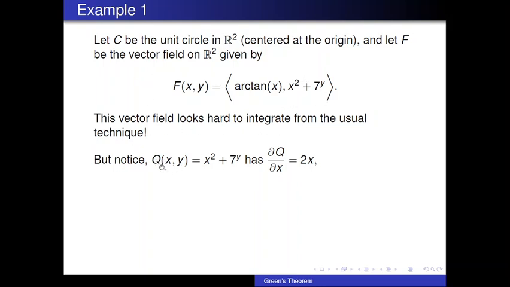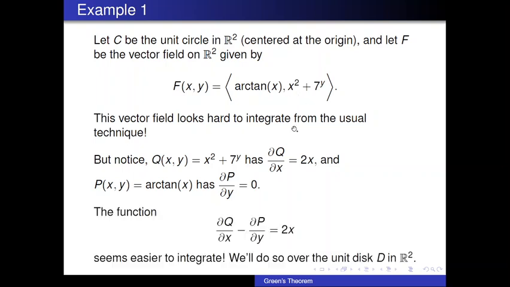So notice that the second function Q(x,y) is x squared plus 7 to the y. The partial derivative of that function with respect to x is just 2x, which I like a lot better. That removes this funny exponential function. I love that going away. And similarly, arctan of x, that's P(x,y), its partial derivative with respect to y is 0. So that makes arctan of x go away too. So that's very nice. Really that difference in question is just 2x, which seems much easier to integrate over the unit disk in the plane, right?